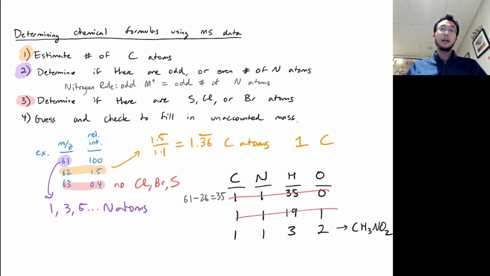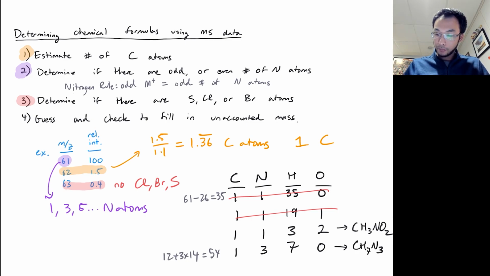So with mass spec, there are often various different formulas that will fit the data that you've collected. So why don't we go back and see if we could do 1 carbon and 3 nitrogens. So that is 12 plus 3 times 14. That is equal to 54 total. And that would mean that I need to account for 7 hydrogens missing with 0 oxygens, and that seems pretty reasonable, right? So you might have a formula that looks like this instead. And that would also be a valid explanation for what's going on in this data.